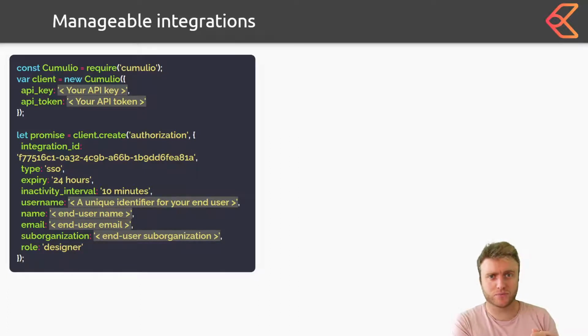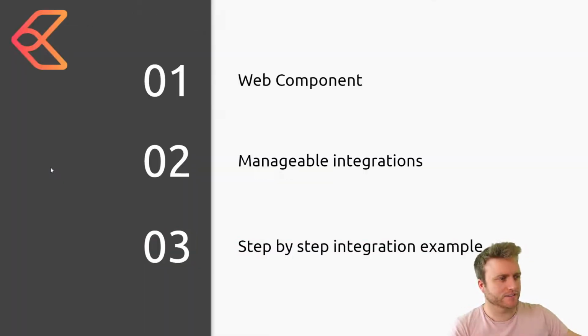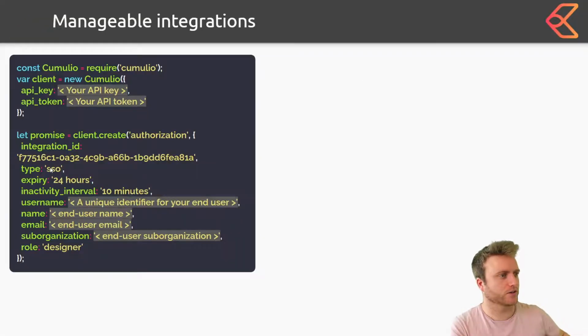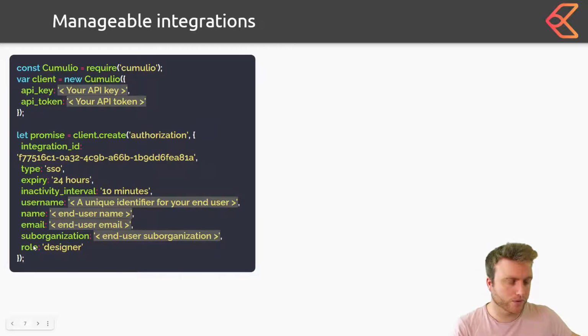In the past, we used temporary tokens. Now we have SSO tokens. As you can see right here. Oh, I'm a bit too fast, sorry. That you can see right here. So type SSO doesn't change a lot. The only thing that you need to know is that you need to add some properties like username, name, email, suborg, and role. Why is it important?